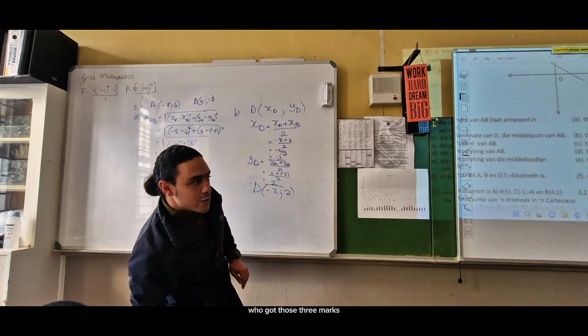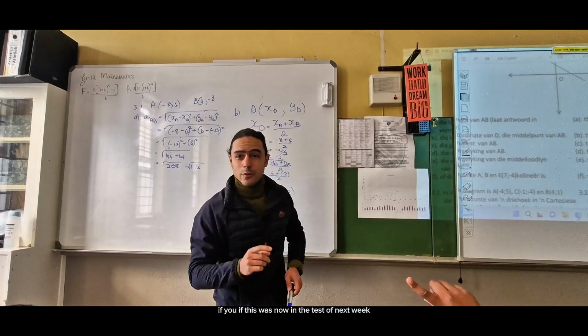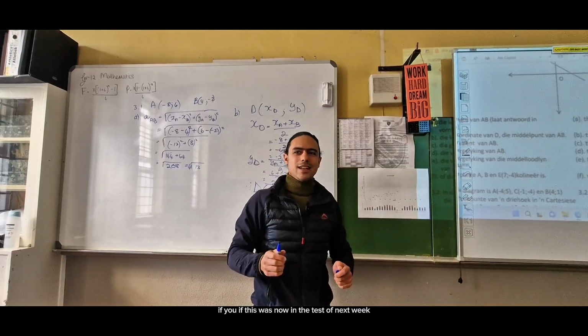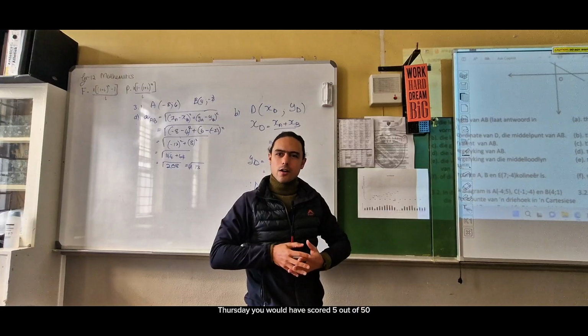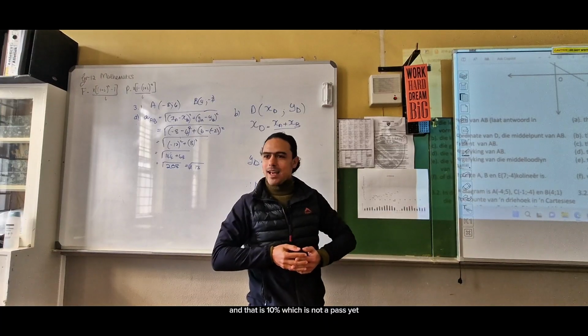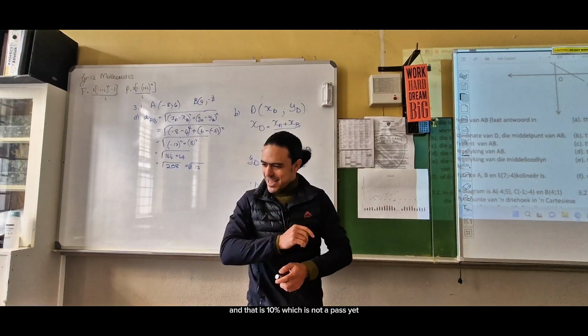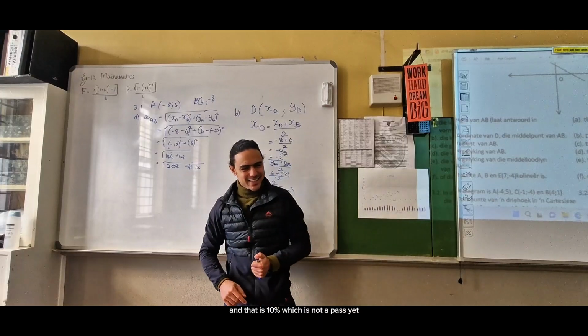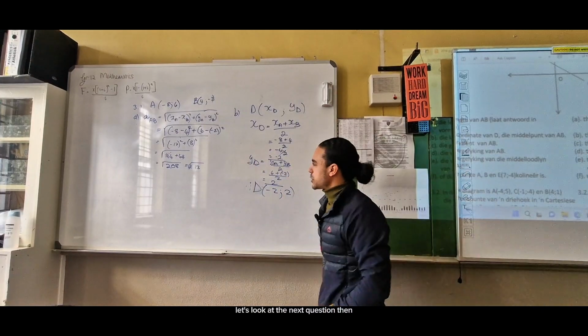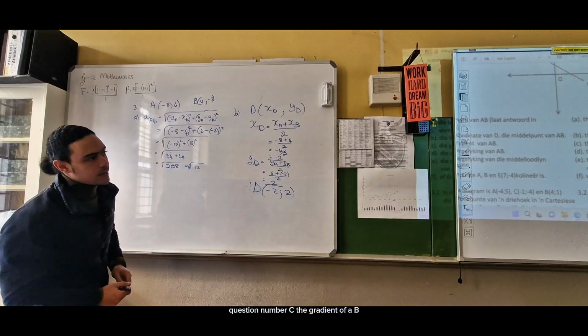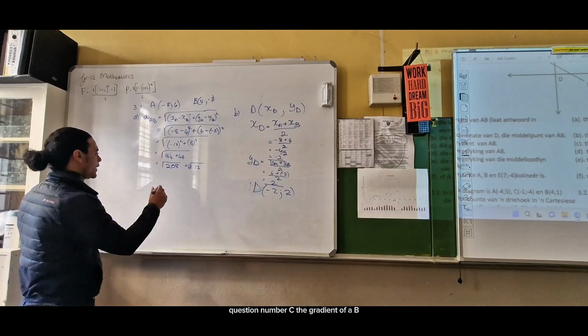Who got those 3 marks? If this was now in the test of next week Thursday, you would have scored 5 out of 50, and that is 10%, which is not a pass yet. No, we still need the 20% to get to that pass. Okay, let's look at the next question then. Question number C, the gradient of AB.